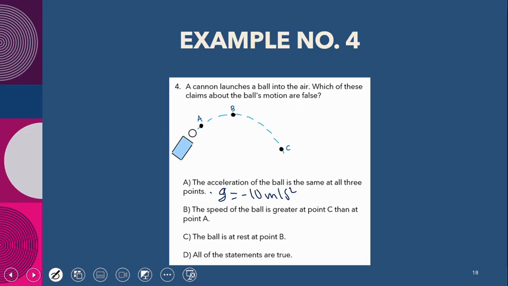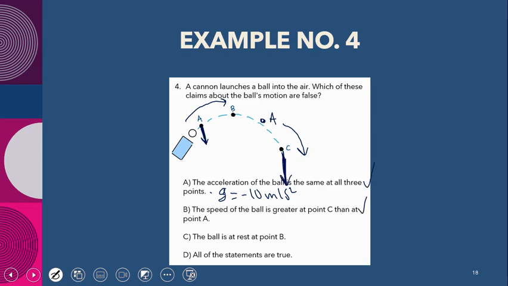So that's true. Now B, the speed of the ball is greater at point C than at point A. Now this is also true because at point A, it's higher than point C. So it's going towards that momentary rest up here. Whereas this is already past the height of point A, and it's going to be gaining speed as it goes more and more negative because of acceleration. So this one's vertical velocity might look something like this, whereas point C's vertical velocity is going to be a lot greater. So this one is true.